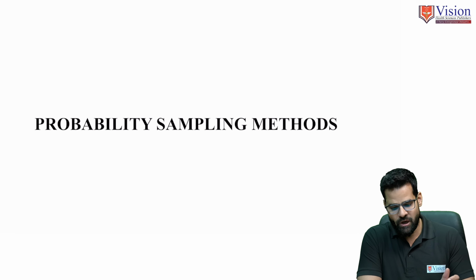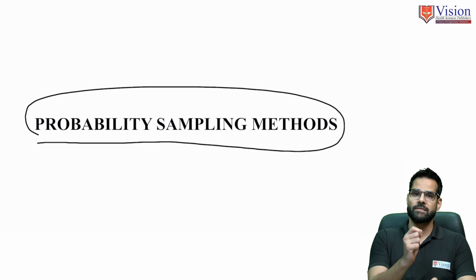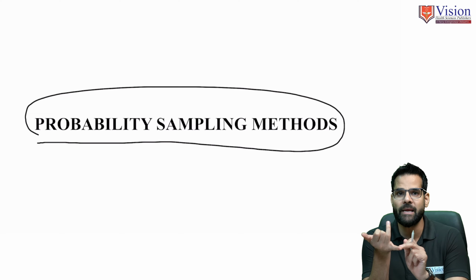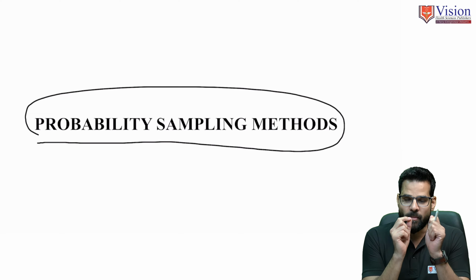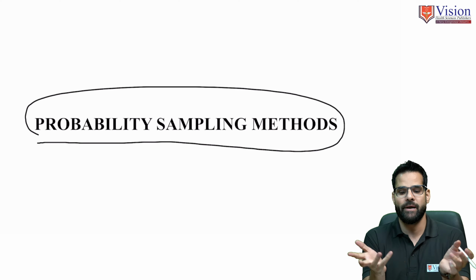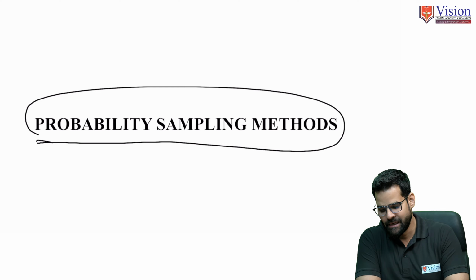Now, let's talk about the probability sampling method. So this is clear: probability sampling is where we select the data on a random basis, and non-probability means selecting the data on a non-random basis. Now let's talk about the probability sampling methods in detail.